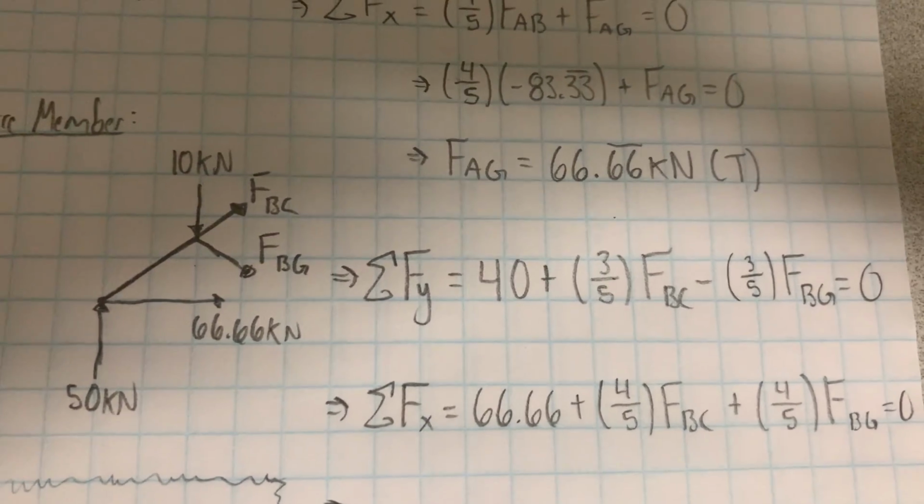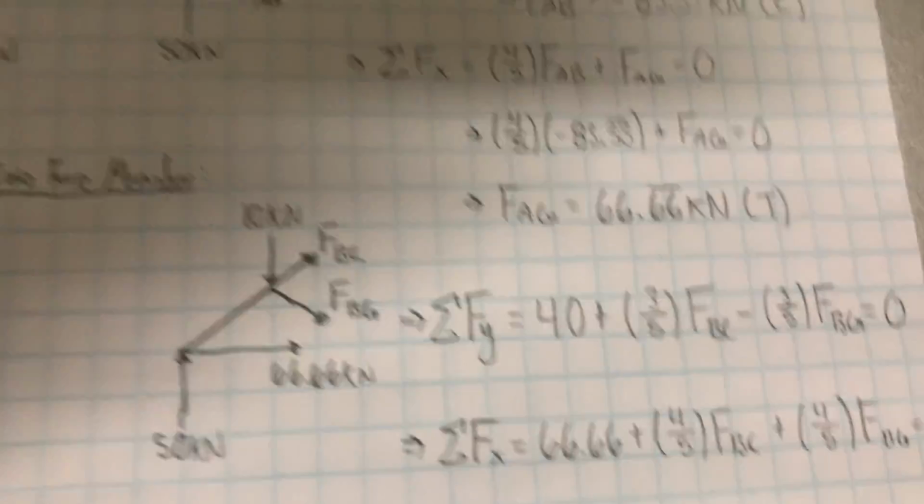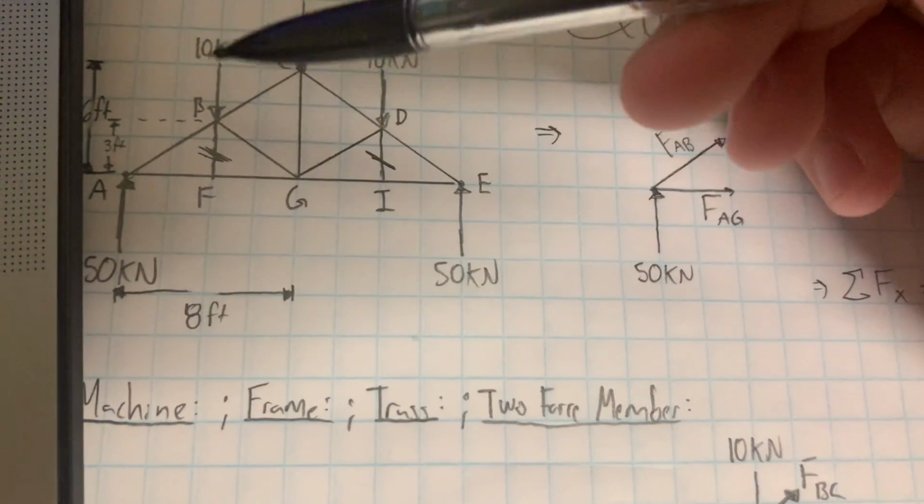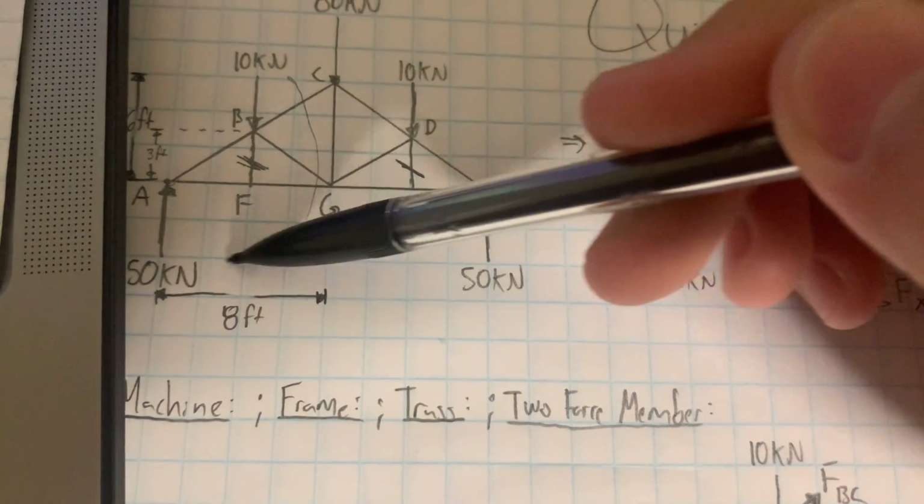So once we solve that part, we draw the free body diagram for a section of this. So in this case, it would pass through here.